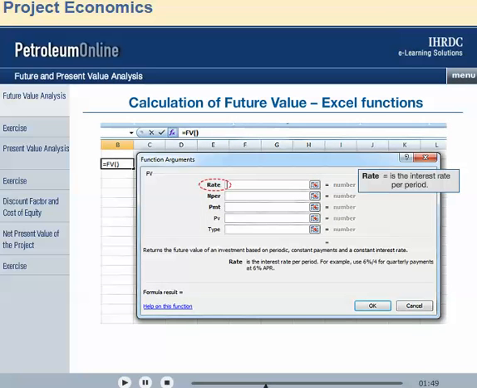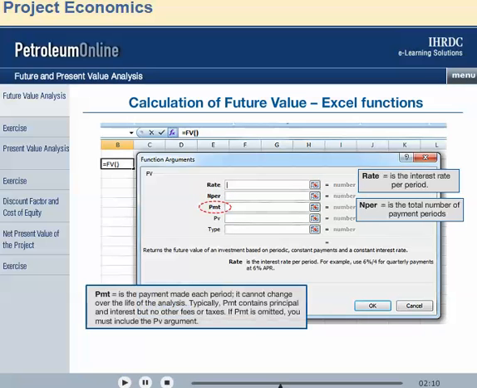Rate is the interest rate per period. For example, 8% if paid annually, but 2% if paid quarterly. NPER is the total number of payment periods. For 5-year annual payments, it would be 5. But if interest is paid quarterly, it would be 20.